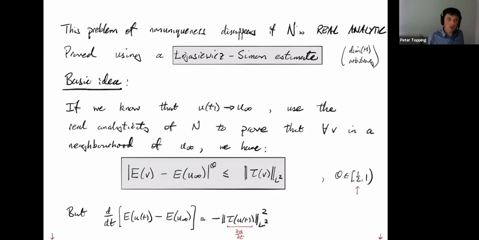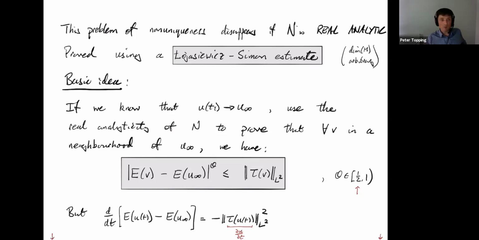So for this problem of non-uniqueness, there's a sort of general meta theorem, which is that if everything inside is real analytic, then nothing bad should happen. That's because of something called a Łojasiewicz estimate. Originally, Łojasiewicz did it in finite dimensions, and then it was extended to infinite dimensions and made really useful in geometric analysis by Leon Simon.